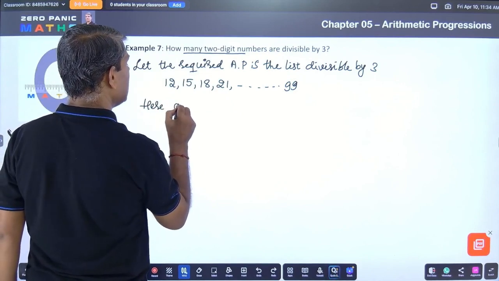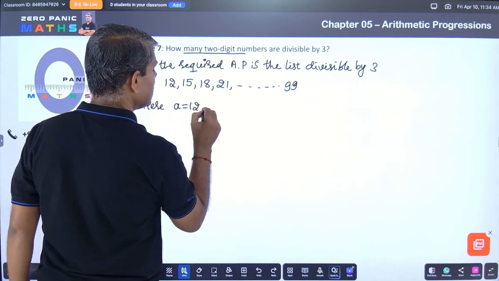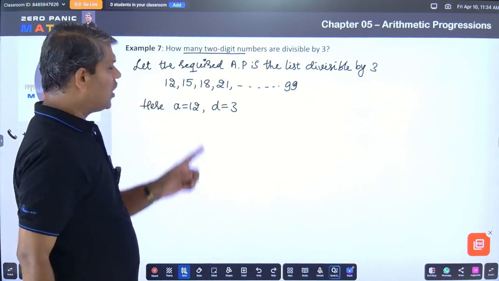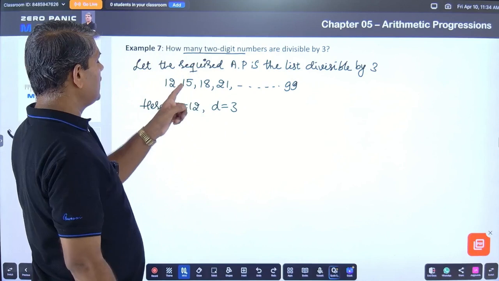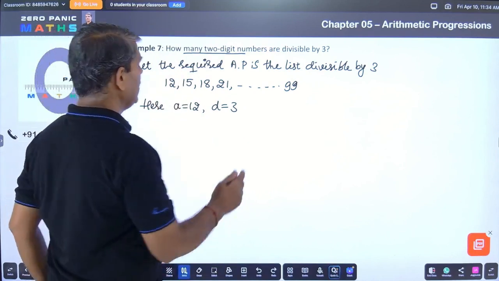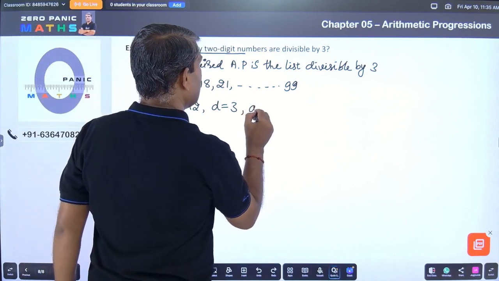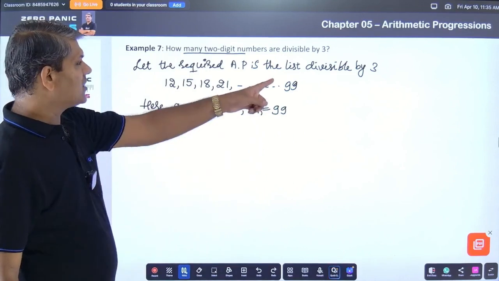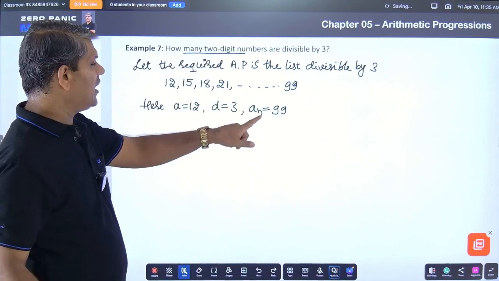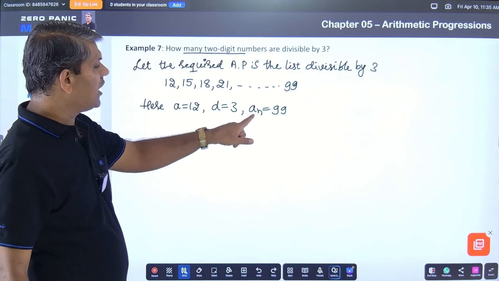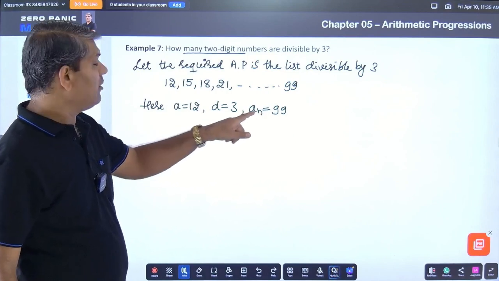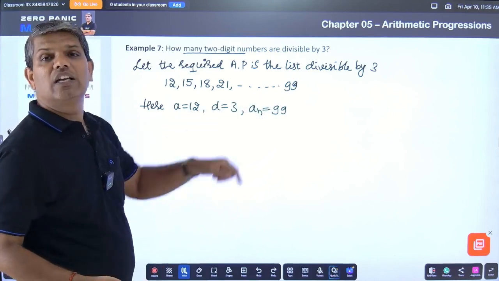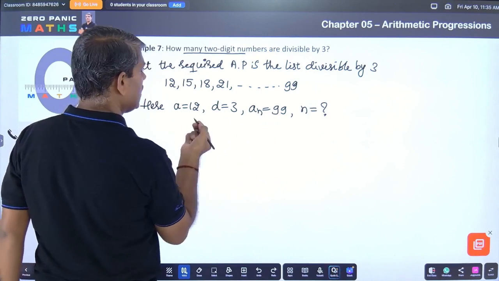What is a here? a is 12. What is d? Obviously it is 3, because all these are multiples of 3. You can say 15 minus 12, that is 3 only. And what is an? an is the last term, the nth term. Here we know the last term, so we write an is equal to 99, but we don't know the value of n for which we'll get 99.